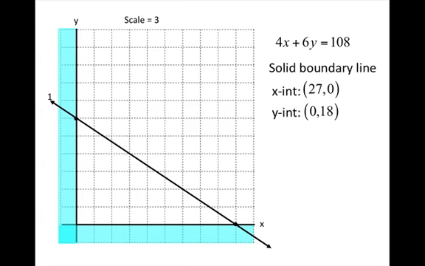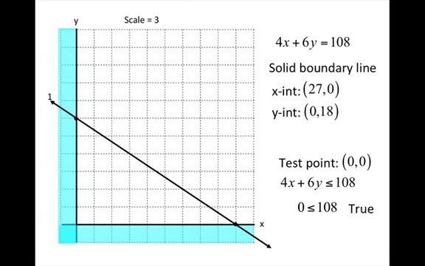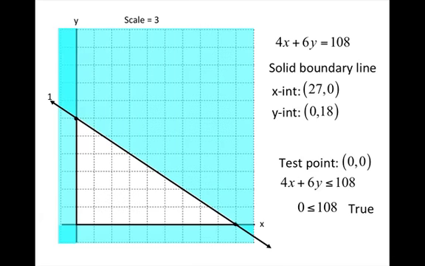Since this line does not go through 0, 0, I can use 0, 0 as my test point. If I go back to my original inequality, 4x plus 6y is less than or equal to 108, plugging in 0, 0 gives me 0 is less than or equal to 108, and that's true. Since 0, 0 was true, every point below the line is part of the solution for this line. So I shade or mark out the area above the line.